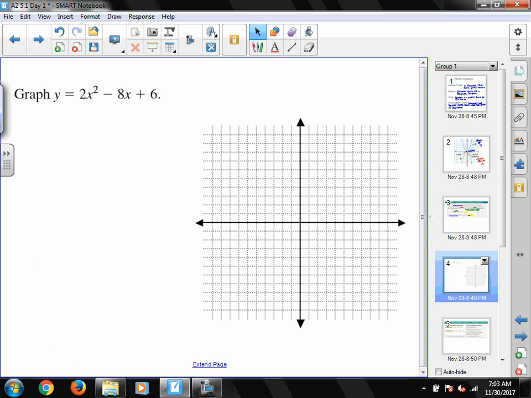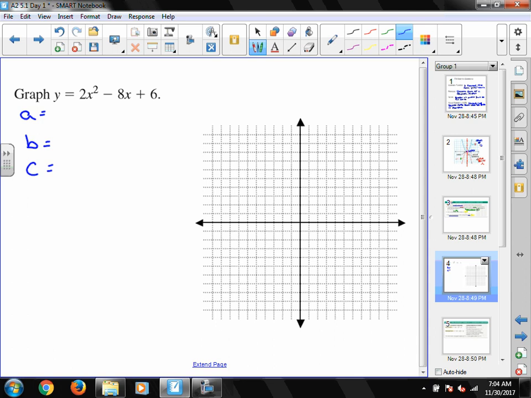So how are we going to do this? Well, we need to graph the function y equals 2x squared minus 8x plus 6. One thing that I like to do is identify my a, b, and c right away. So a is always in front of x squared, that's going to end up being our 2. Our b is going to be negative 8, just like we did before. Since that's negative, that will carry over into our coefficient b, and c is going to be 6. C is always by itself, b is always in front of the x.